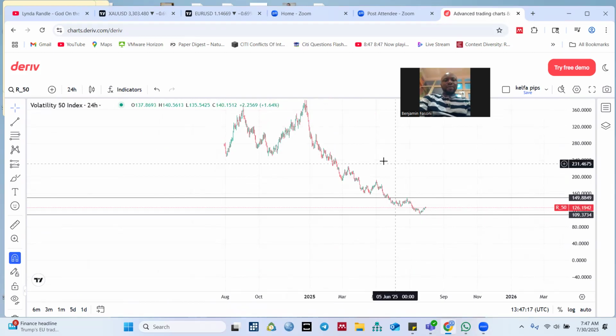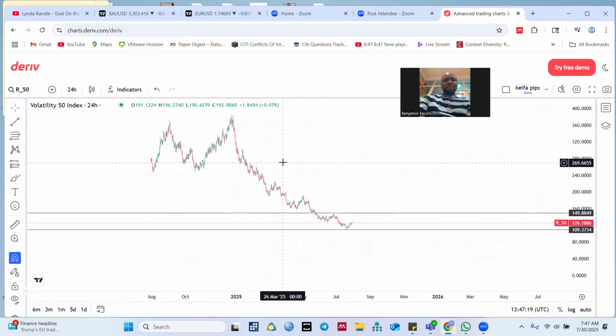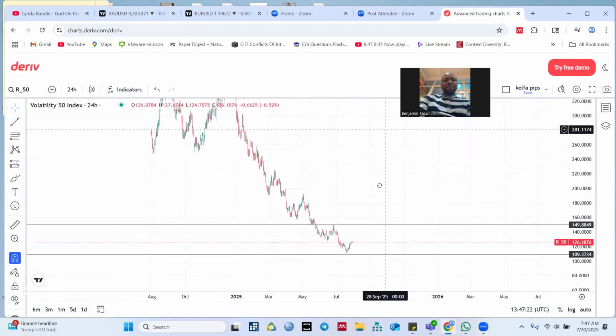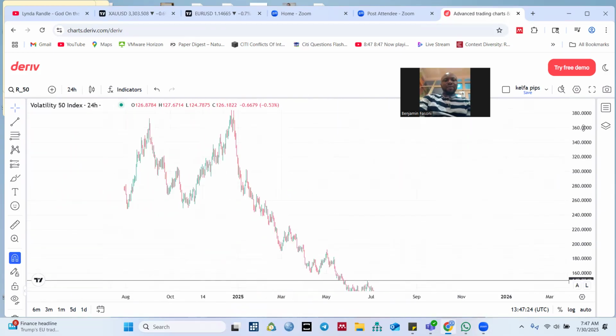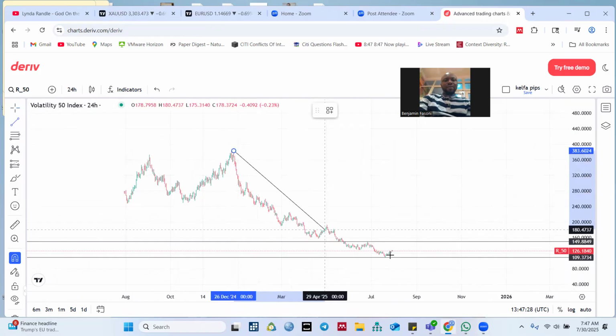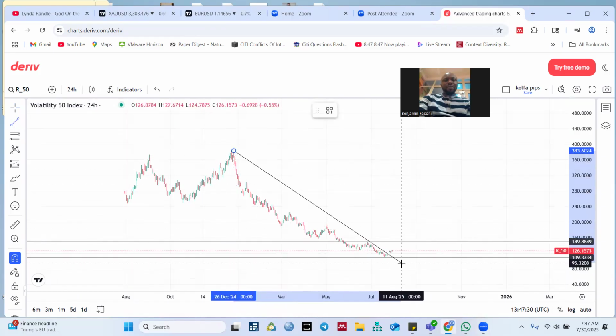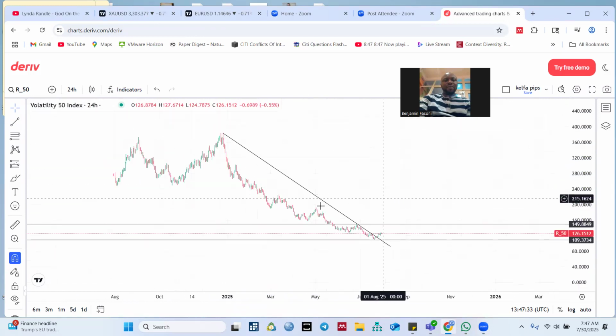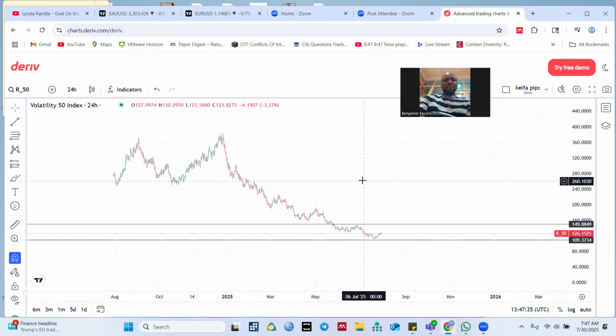Reduce the volume for me. On the 24 hour on 50 index, we can see that we have been bearish from last year, December, up to now. So that is the first thing we have to take care of.